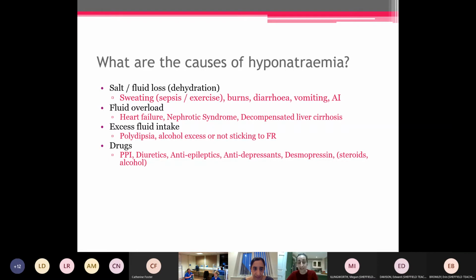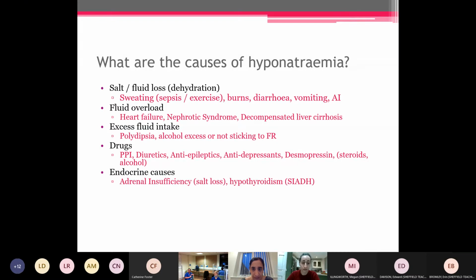Desmopressin is something that we give for diabetes insipidus. Diabetes insipidus causes a hypernatremia, and the aim of desmopressin is to bring it back down to normal. But obviously, if they're not on the right dose or something else changes, then it'll push it further down than we mean to. And then I've put steroids and alcohol in brackets. Alcohol, I've obviously already mentioned, it is a drug. And steroids, they don't directly cause hyponatremia, but long-term steroids can cause adrenal insufficiency, so via that route can cause hyponatremia.